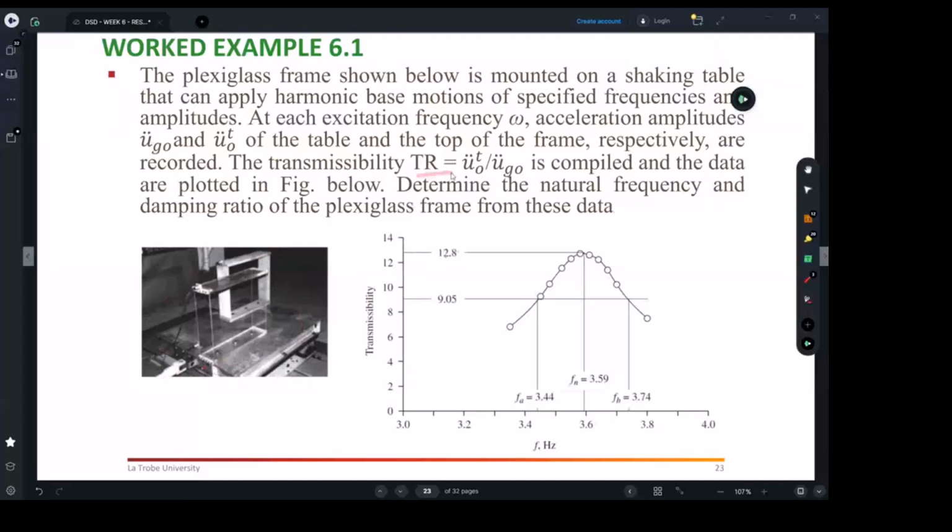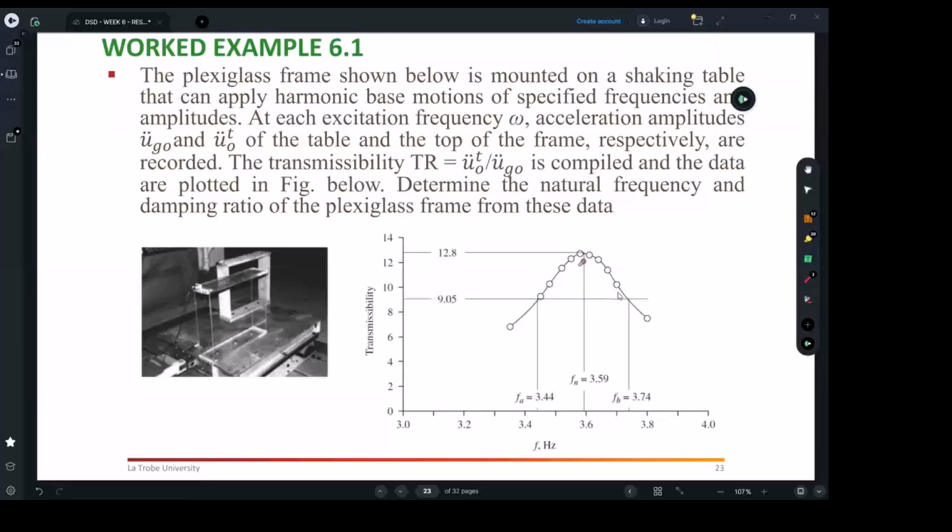So the TR, the transmissibility ratio, is plotted on the vertical axis from the experiment for various frequencies. These frequencies were controlled by the person doing the test. Now, this is the curve that we got. You can see as they moved through the various frequencies, they started with about 3.3 and kept increasing. Then they found that the transmissibility starts reducing, which gives you straight away a sense that we have gone through the resonance. And that's basically what you want to aim for.